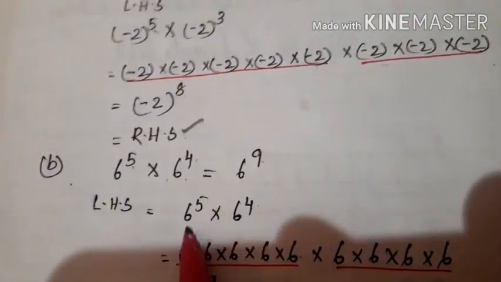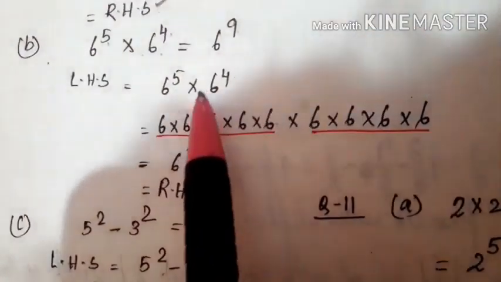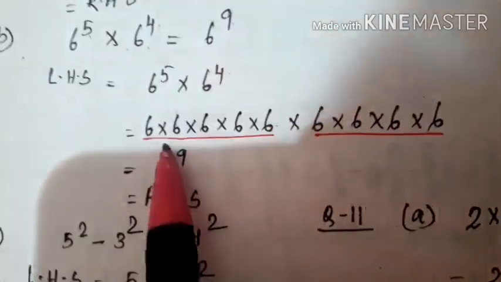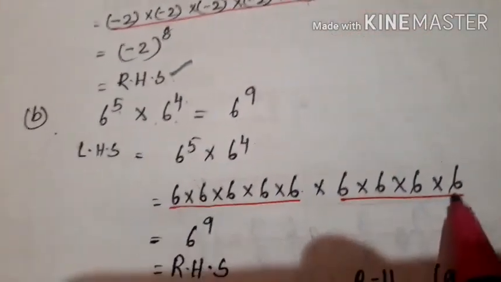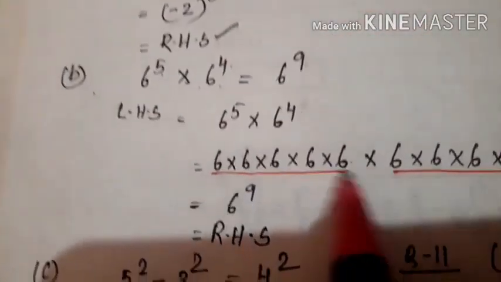6 to the power 5 into 6 to the power 4 is equal to 6 to the power 9. See, in LHS it is 6 to the power 5 into 6 to the power 4. See, 6 is multiplied here 5 times and here 4 times. Then 5 and 4, 9 times.